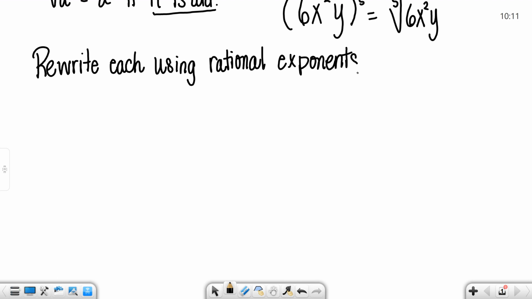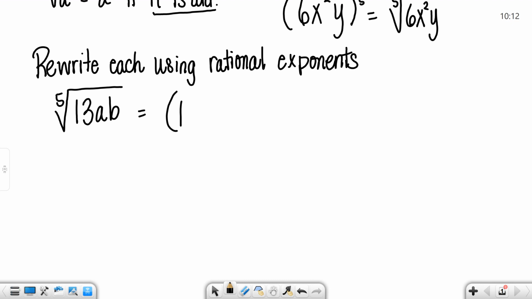Alright, so I'm just going to give you a couple of problems, and what we're going to do is rewrite each of them using rational exponents. So we're going to go backwards, we're going to go the other direction. I've given you the radical, and we're going to rewrite it with a rational exponent.